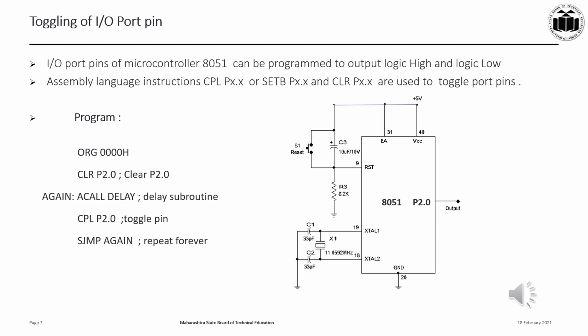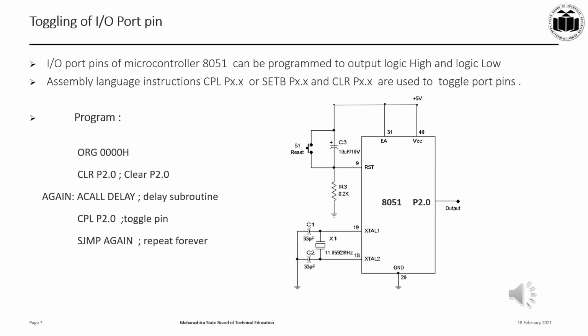Let us learn toggling of port pins. What do you mean by toggling? Toggling means making a bit high and low alternately. Port pins of 8051 can be programmed to output logic high, which is plus 5 volts, and logic 0, which is 0 volts. Port pins can be toggled by using assembly instructions, CPL bit, which means complement the bit, or by using SETB, set bit, and clear bit instructions.